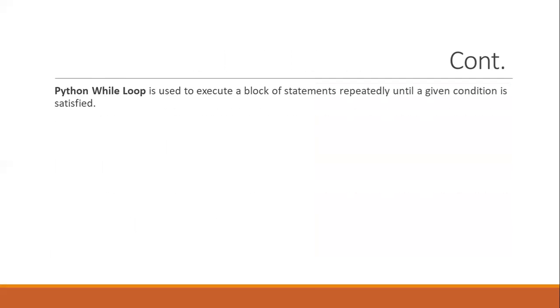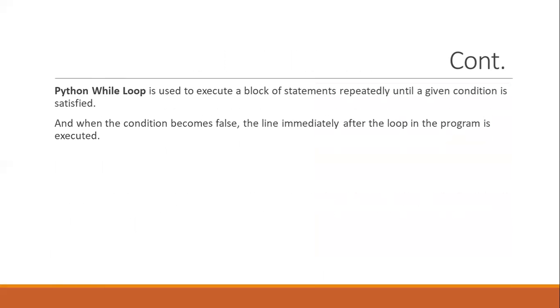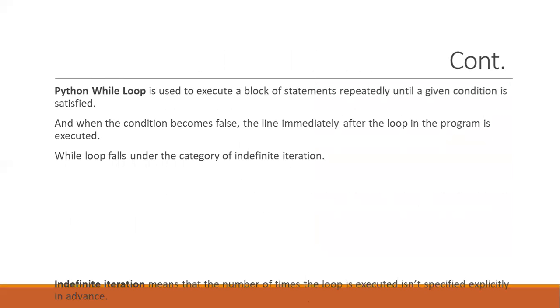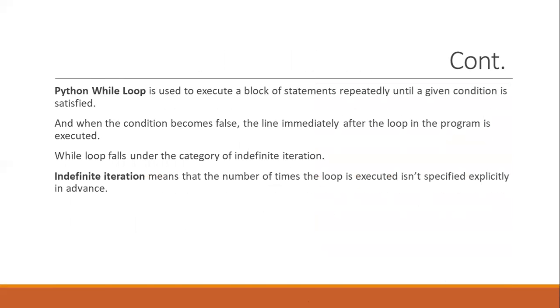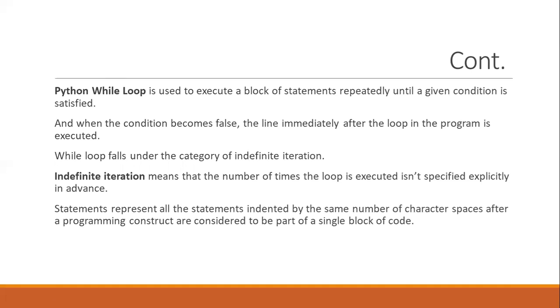Python while loop is used to execute a block of statements repeatedly until a given condition is satisfied. And when the condition becomes false, the line immediately after the loop in the program is executed. While loop falls under the category of indefinite iteration. Indefinite iteration means that the number of times the loop is executed is not specified explicitly in advance. Statements represent all the statements indented by the same number of character spaces after a programming construct and are considered to be part of a single block of code.